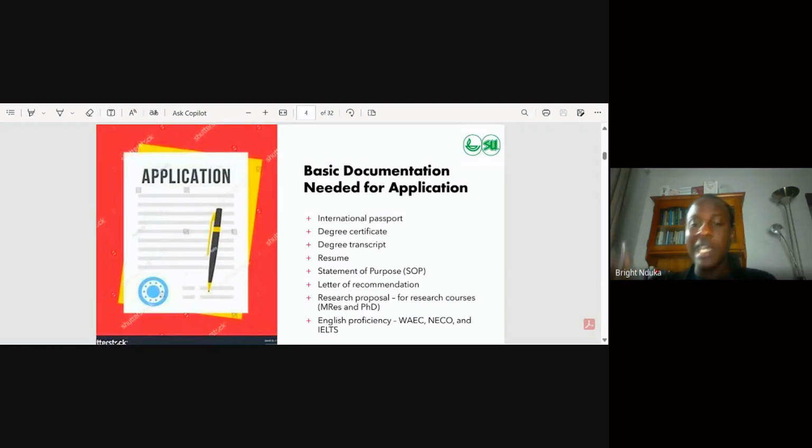Then lastly, English proficiency. So your WAEC, your NECO, and IELTS. For your English proficiency, you just need to have a minimum of C5 to C6 in your WAEC or NECO. So if you have a minimum of C5 to C6, you don't need to write any IELTS. But currently, there is news flying around. There is actually a bit of debate about this in trying to cut down on immigration. So we don't know yet.